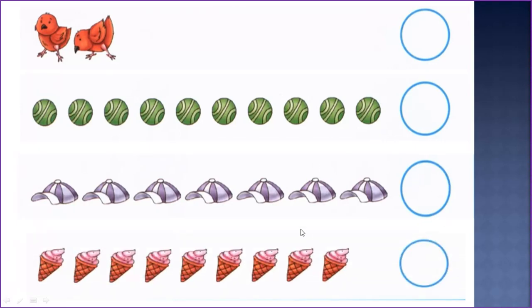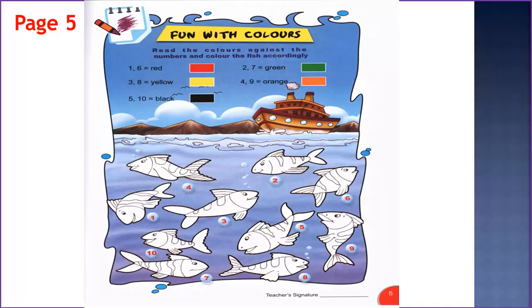Next. Oh, I love eating ice cream. Do you love eating ice creams? Oh, in summer season, we like eating ice creams. Don't you? Now count 1, 2, 3, 4, 5, 6, 7, 8, 9. There are 9 ice cream. Okay. Here this question has been completed.